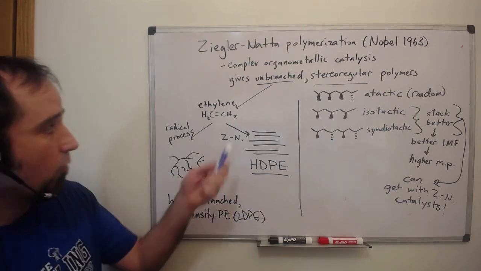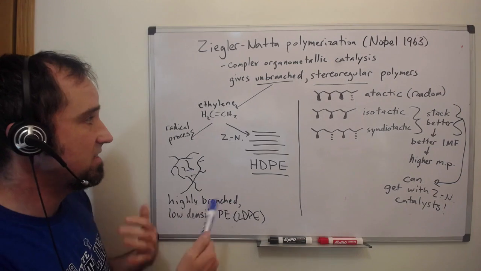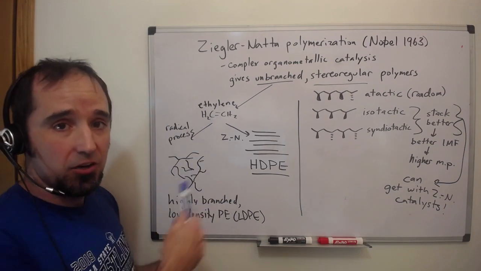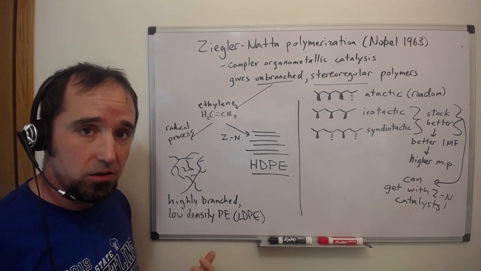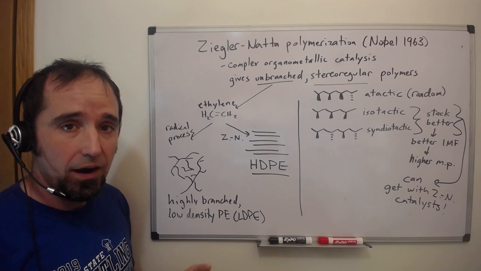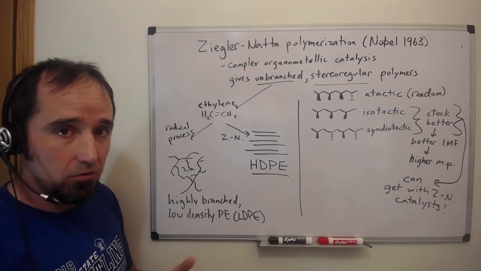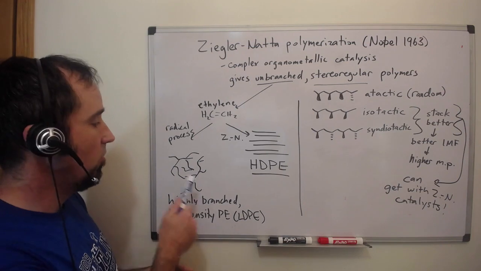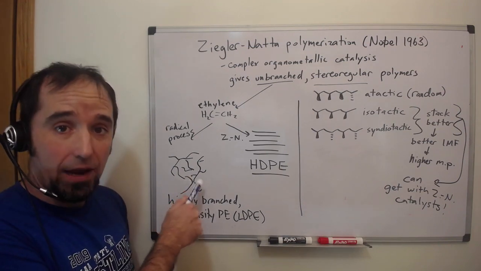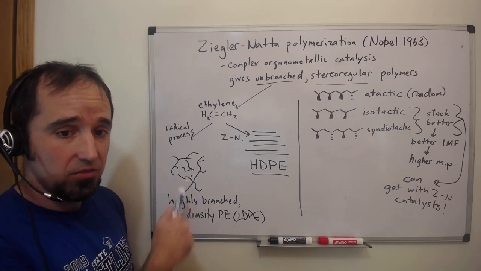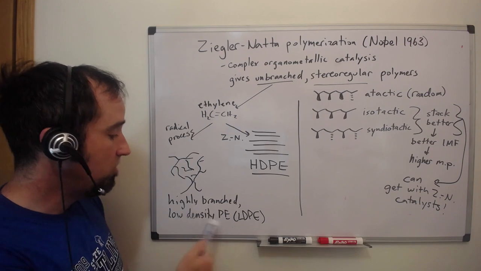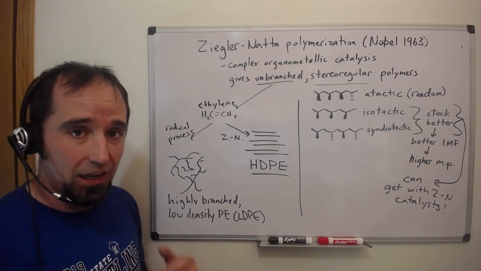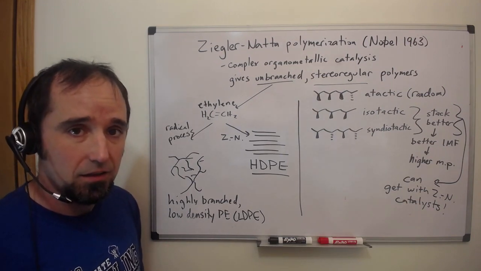And again, the unbranched is important because if I just take ethylene here and try to polymerize it by radical conditions, it's going to require a little bit of heat and a little bit of a radical initiator, but I'm definitely going to get lots and lots of chain branching in that compound. So I get a highly branched, low density PE. So we call this LDPE, low density polyethylene.